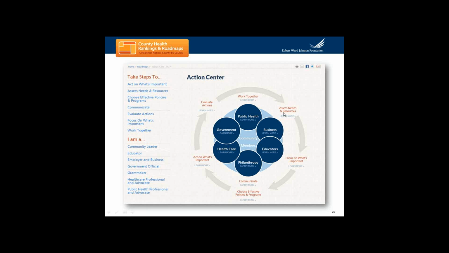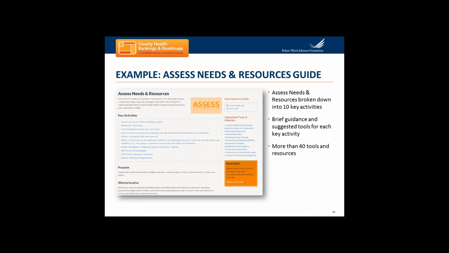So for example, if we click on the Assess Needs and Resources section of the wheel here, then we move into our Assess Needs and Resources guide. Here we see the guide breaks this step down into 10 key activities, so you can find guidance and suggested tools for exactly where you are in your process. Each of our action steps is broken down in this way, so you can find key activities with brief guidance and suggested tools. So let's go to the website and take a look at how this actually works.